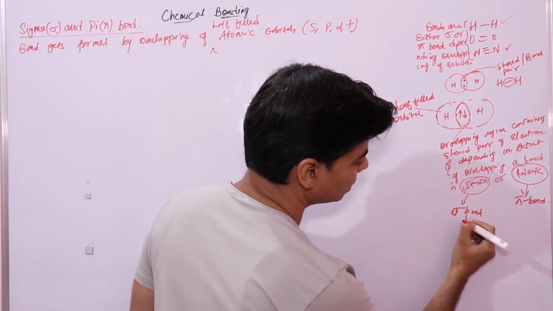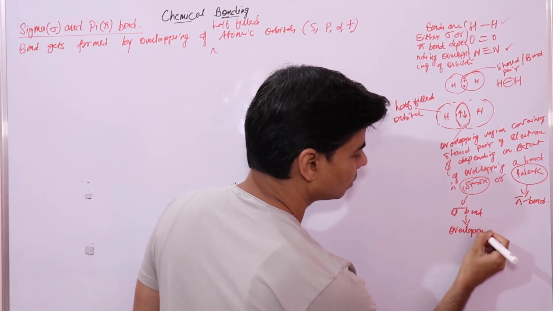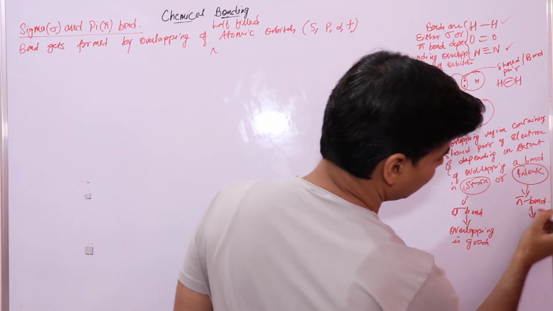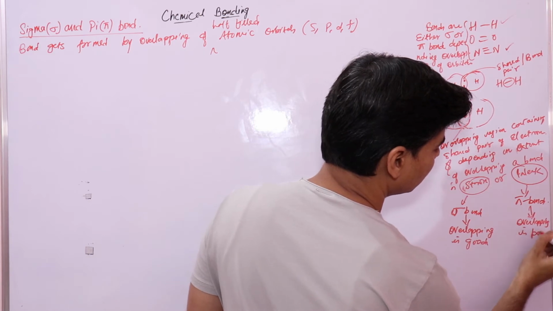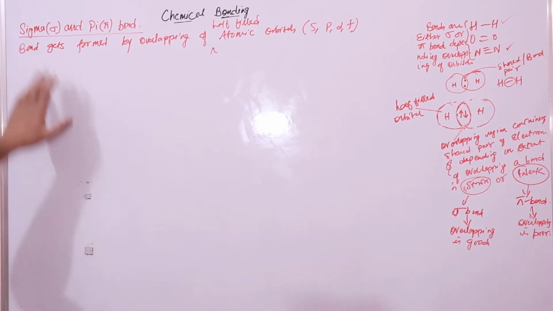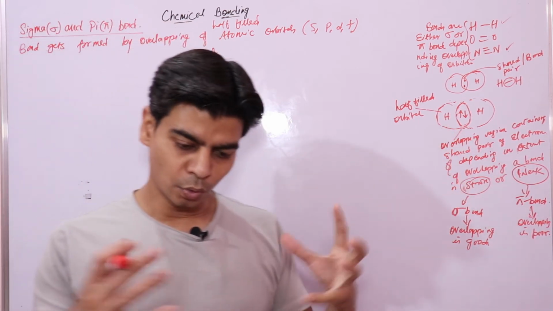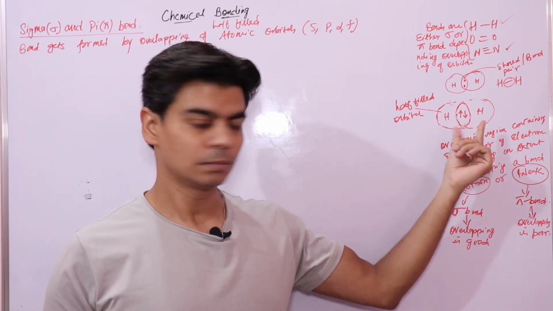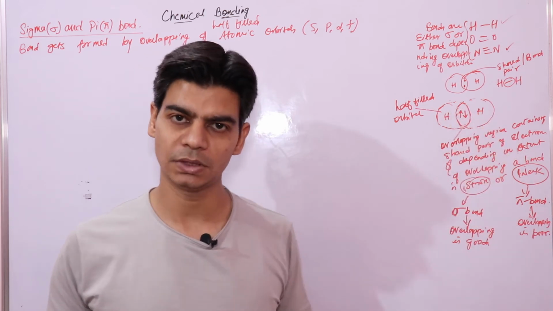So here in sigma bond, overlapping is good, and in pi bond, overlapping is poor, right? So let's see the orientation, because finally the overlapping depends on the orientation of orbitals. For better overlapping, there should be a particular orientation of these orbitals, right?